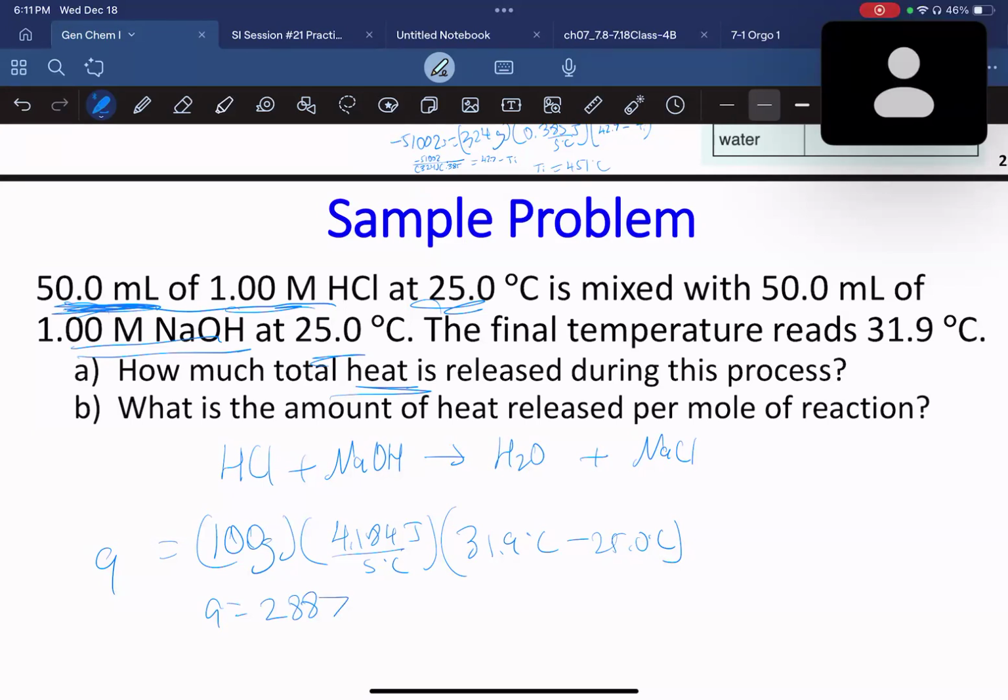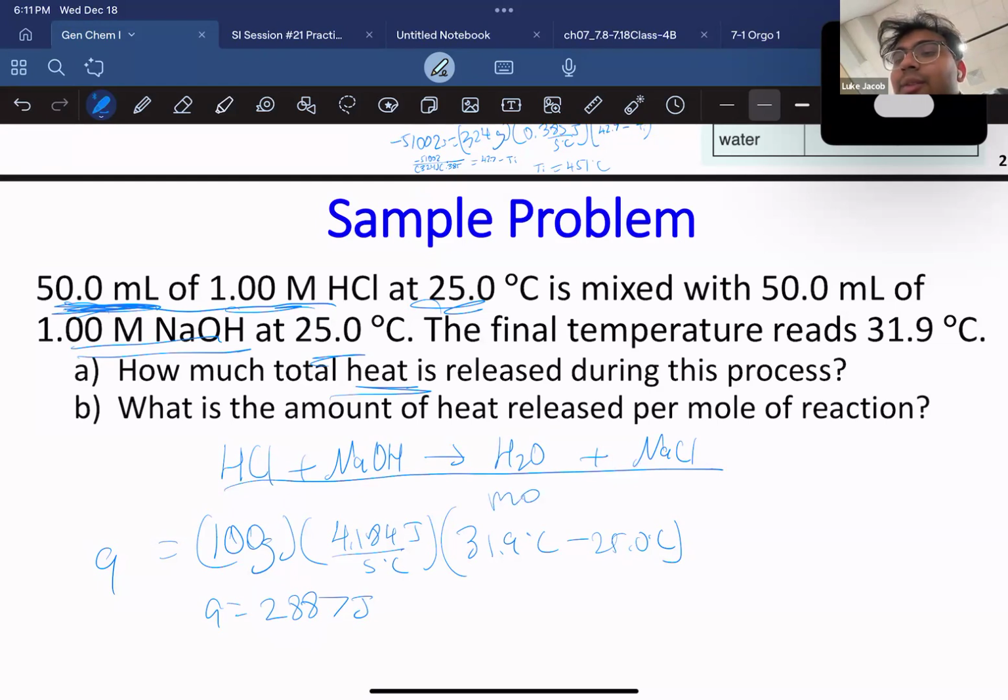Okay, sounds good. Now that question is asking how much heat is released per mole. So you want to take this value, this is joules, and figure out the number of moles in this reaction, or the moles of reaction. Everything in this is equal to 1 mole of reaction. For every 1 mole of HCl, that's 1 mole of reaction. For every 1 mole of NaOH, there's 1 mole of reaction.